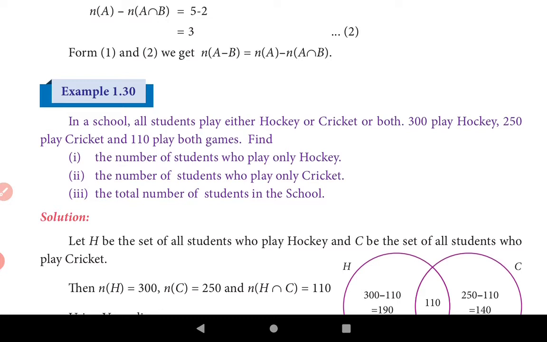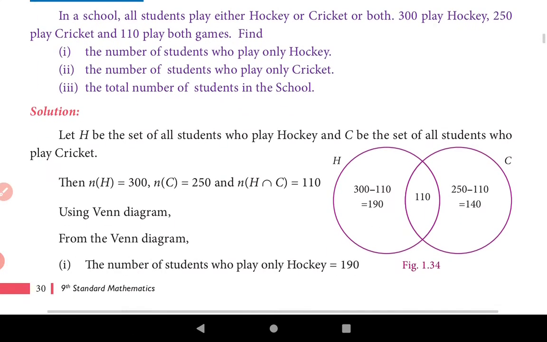I want you to remember the basic formula: n(A ∪ B) = n(A) + n(B) − n(A ∩ B). We have already learned this formula when we started this topic. That formula we are going to use in this example. So what is the question? Find the number of students who play only hockey, the number of students who play only cricket, and the number of students in the school.